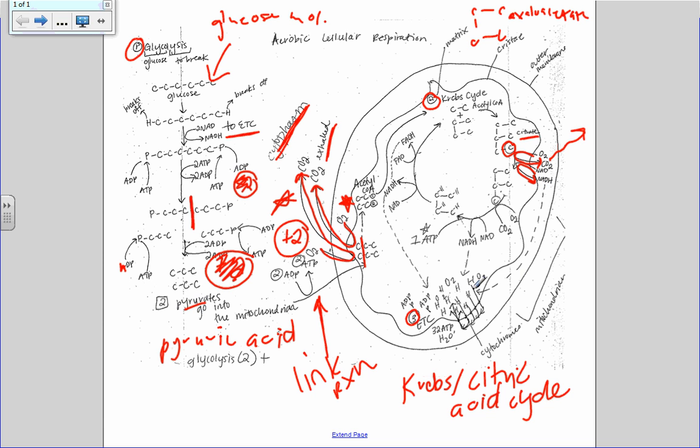It went to the electron transport chain from glycolysis, right? Okay, so the NADH is going to travel over to the cristae for the electron transport chain. Okay, now we have a 5-carbon molecule. Okay, but we're not going to stop there.